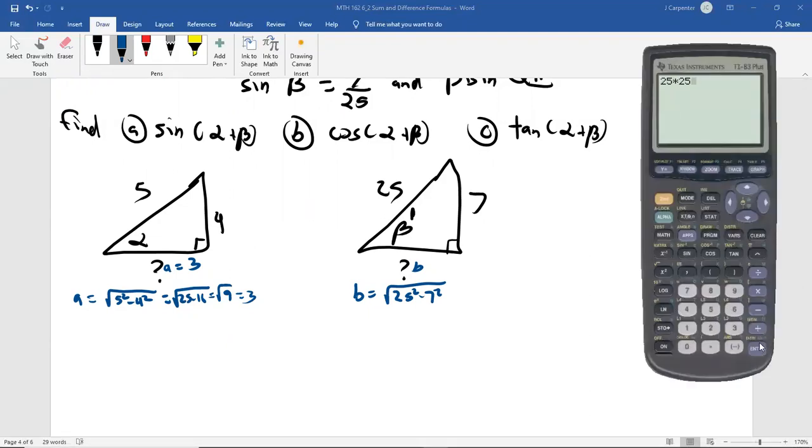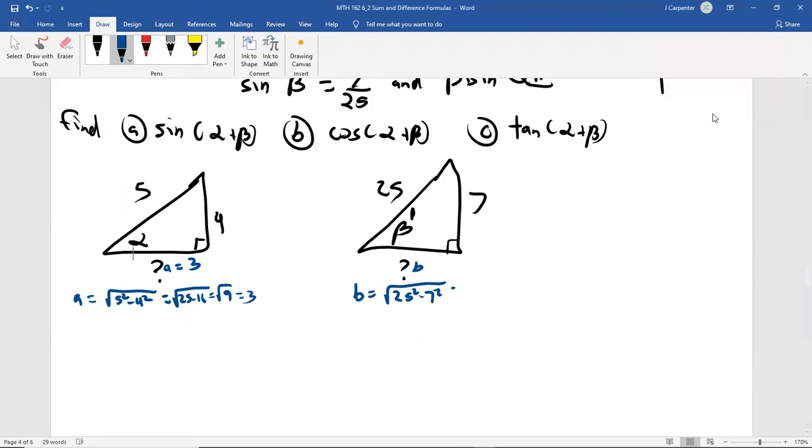But again, this is no calculator material. You should be able to handle 25 times 25 on your own. So that's 625. And then minus 7 squared is 49. And then if you do 625 minus 49, you'd get 676. Not 676, 576, geez. 576.